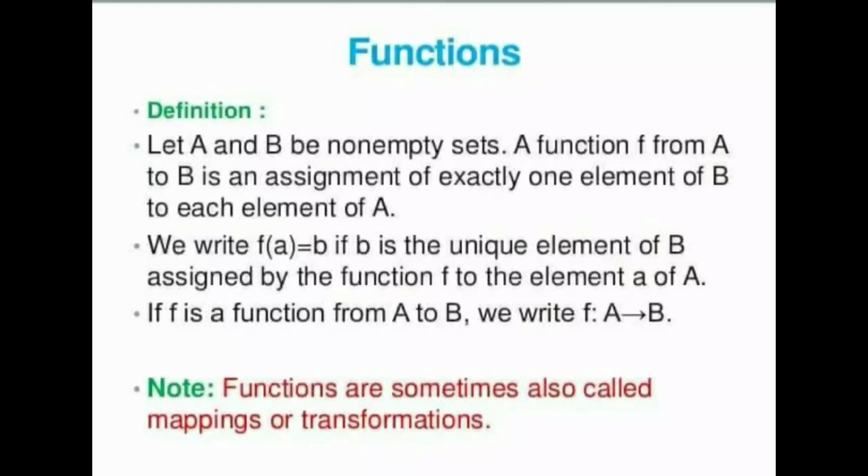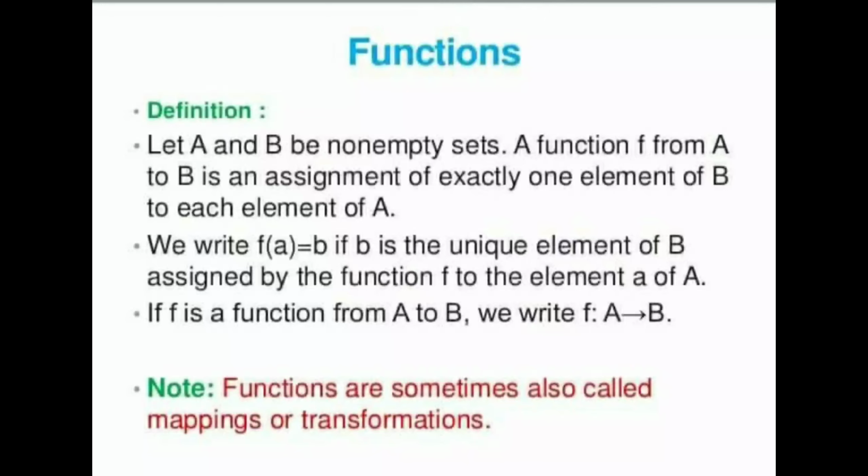Here you can understand we have two non-empty sets, A and B, and a function f from A to B. For every element in set A, that means the domain, we get exactly one corresponding element in B, the unique element of B in the codomain.